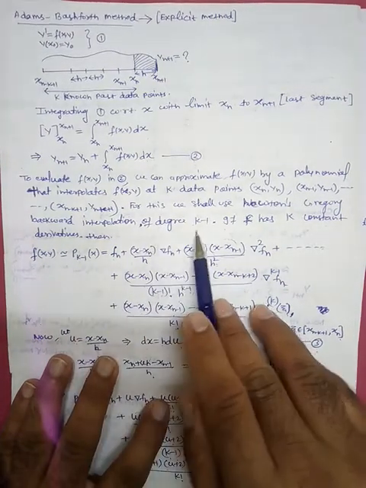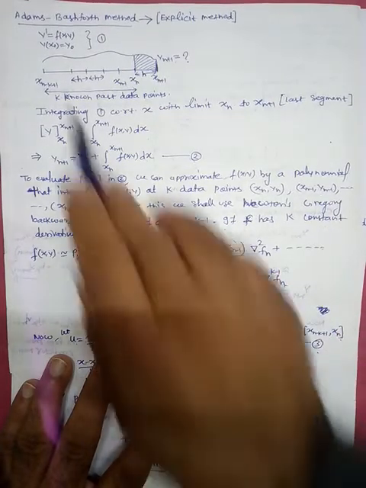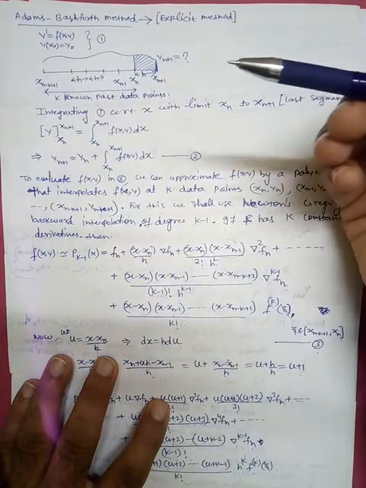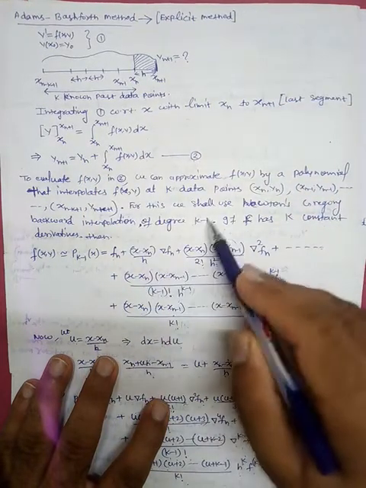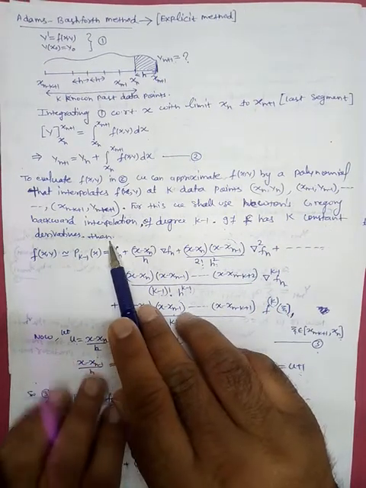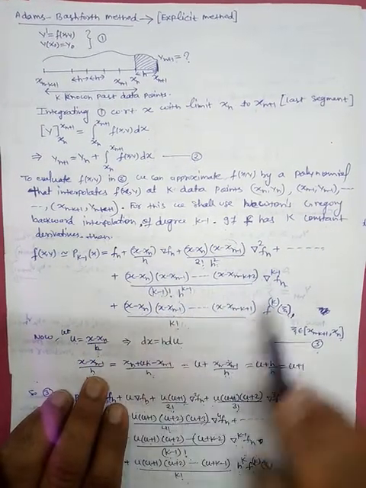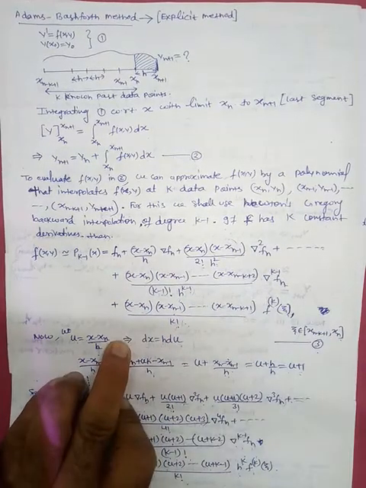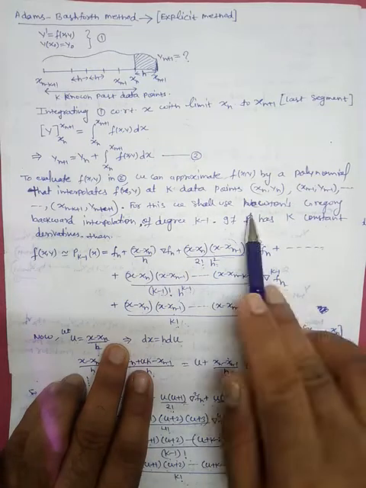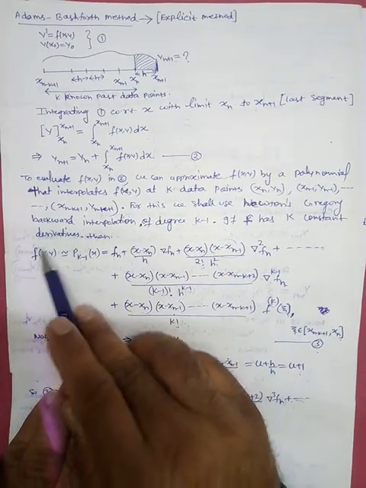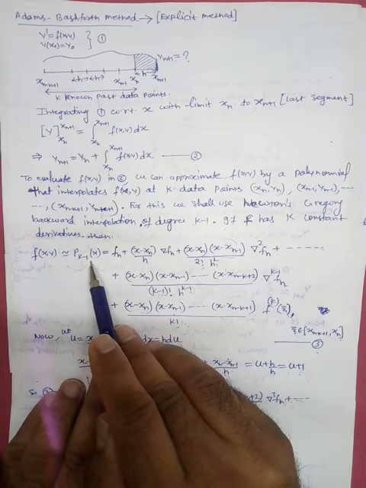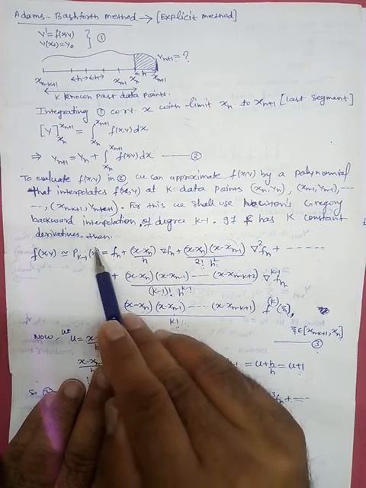It is of degree k minus 1, because how many points are there? There are a total of k points, so obviously the degree of the interpolating polynomial will be k minus 1. If f has k continuous derivatives, then what will be the formula for Newton's Gregory? You are already aware of the formula, I think. So now applying Newton's Gregory backward interpolation, f(x, y) is approximately equal to an interpolating polynomial of degree k minus 1, which depends upon x.